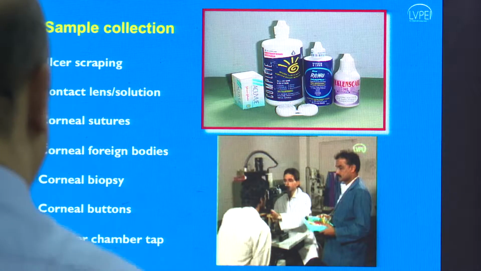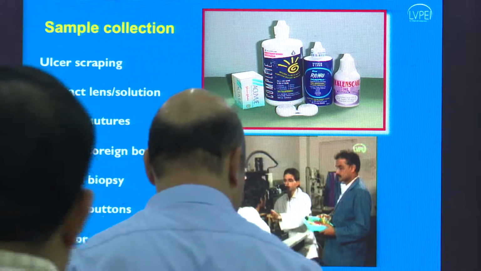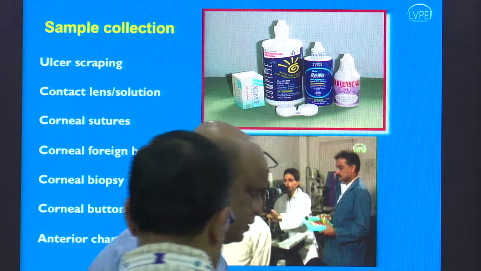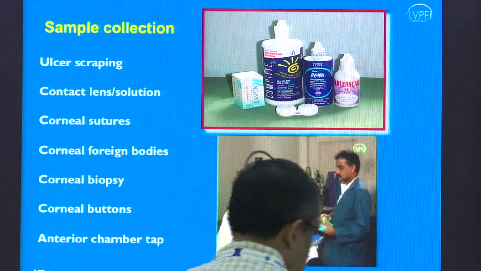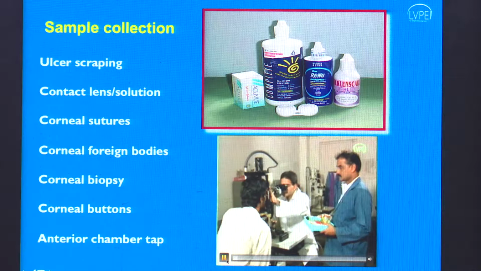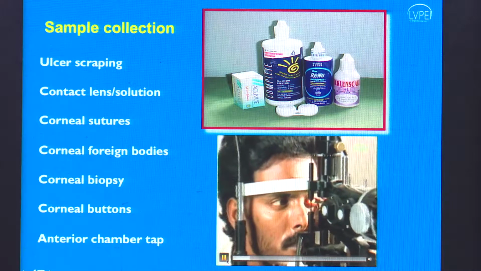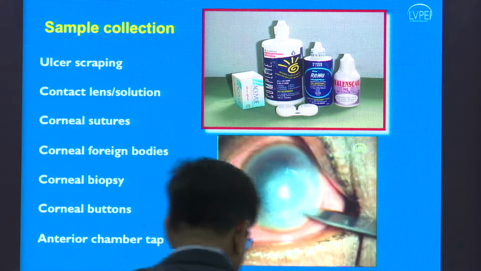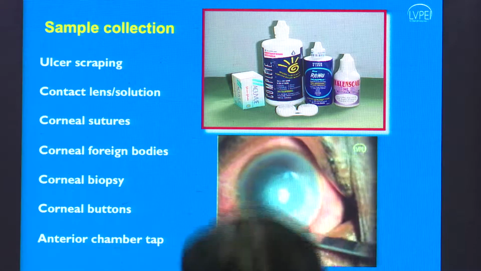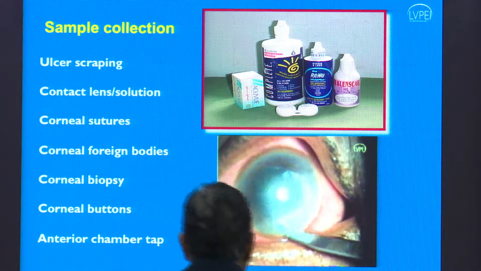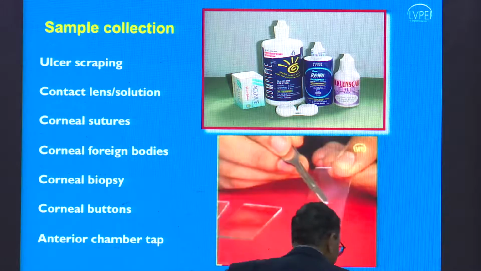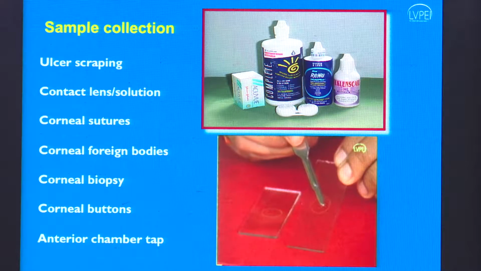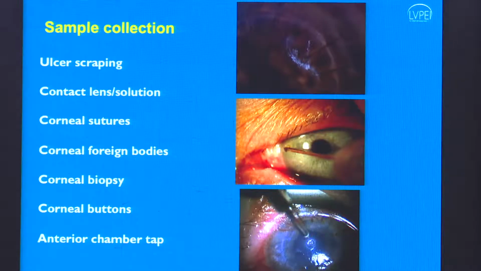Sample collection is very, very important. Not only corneal ulcer scraping, but if the patient has been wearing contact lenses, one can think of collecting the contact lens aseptically with gloved hands, and you can also give the contact lens solution which the patient was using to get some idea. The contact lens case can be submitted, and you can ask the patient to bring that. If there is an infection in the PK patient, a suture can be submitted.